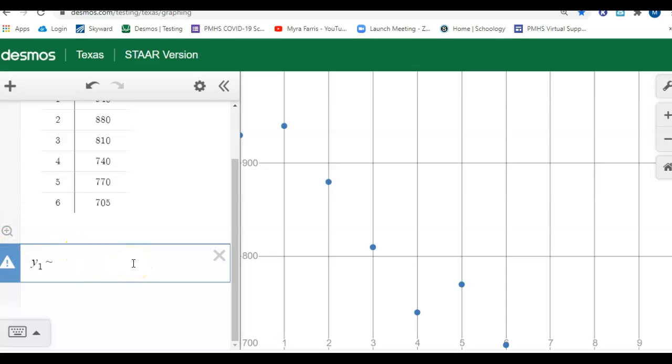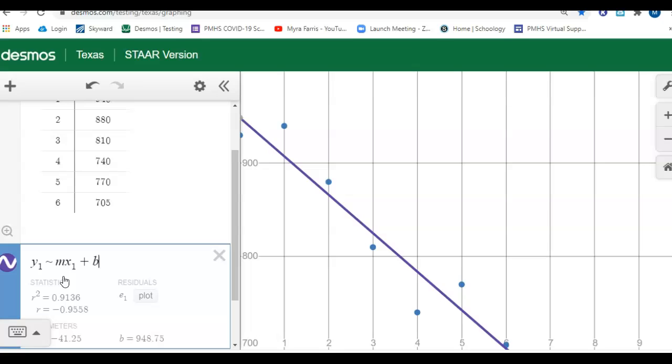Or I actually prefer to use my keyboard. Do you see this little symbol up on the top left-hand part of your keyboard, to the left of the number 1? You can hit Shift and that corner key, and you can also get that. So whichever way. And then I do y approximately equals mx1 plus b. Do you see that Desmos gave me a line, and that is the line of best fit?